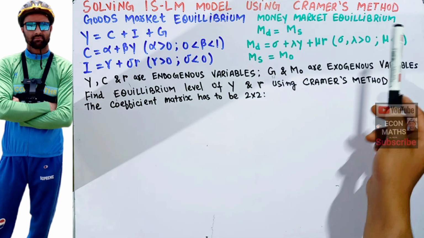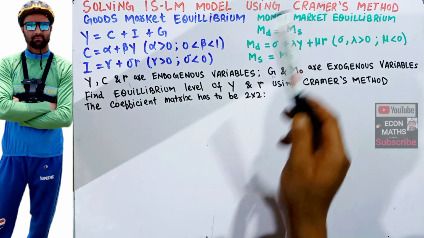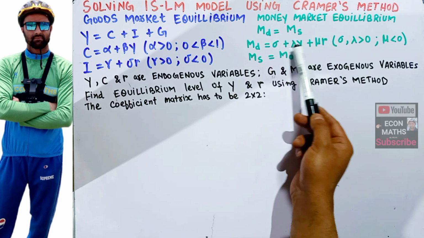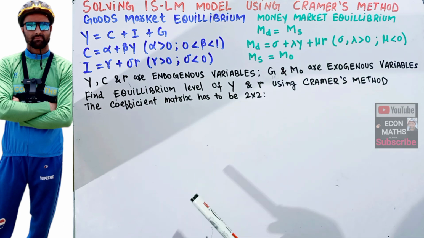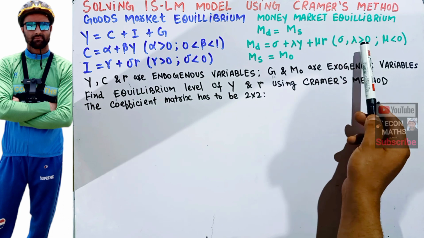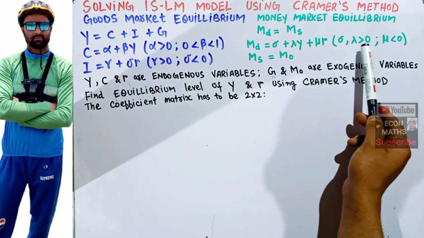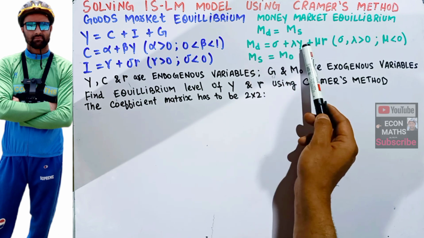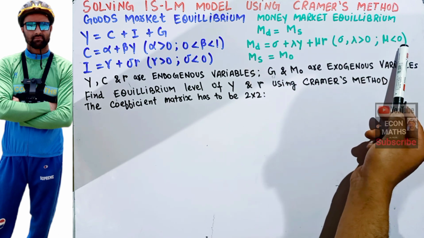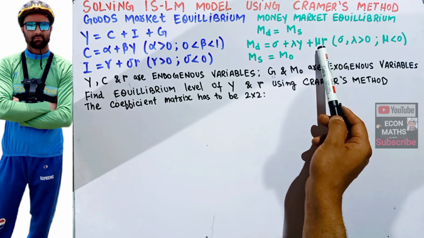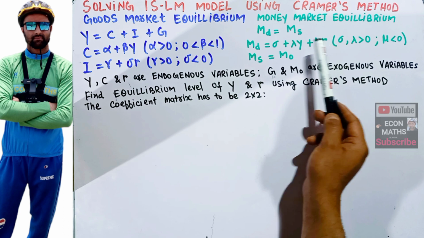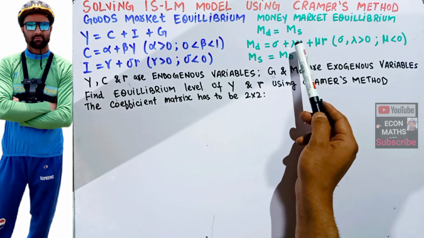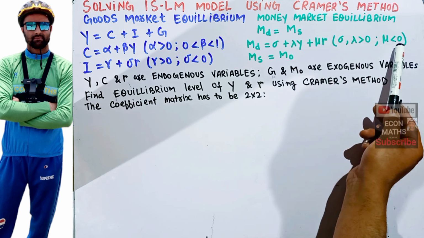On the other side, money market equilibrium is demand for money equal to supply of money, and demand for money is equal to rho plus lambda Y plus mu r. Here we are told that rho and lambda are greater than 0, and lambda simply shows the income sensitiveness of demand for money, and mu is less than 0. That means there is a negative relationship between demand for money and the rate of interest, and a positive relationship between demand for money and income, because lambda is greater than 0 and mu is negative here.